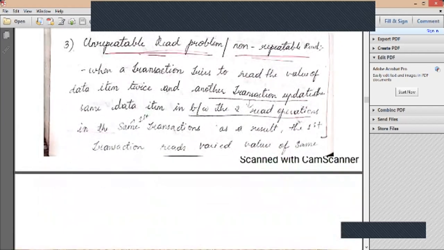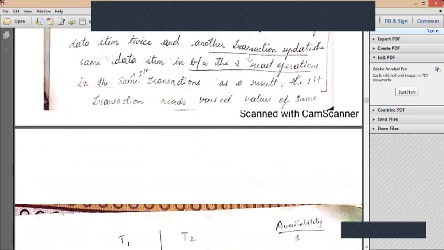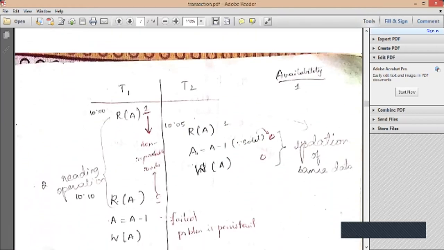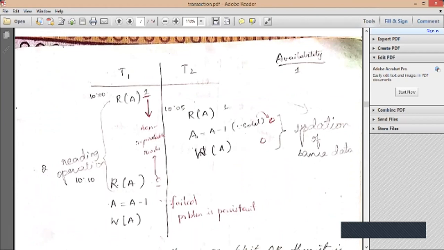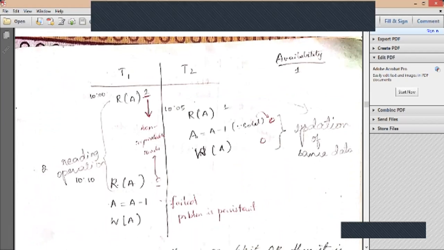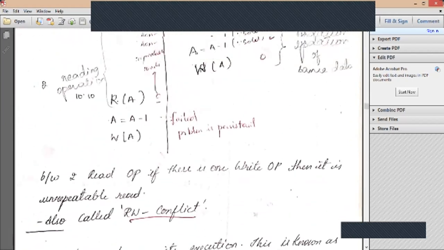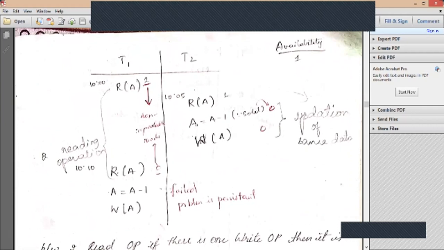Okay, now next is the unrepeatable read problem. That is nothing but the read write problem. Let us see this.